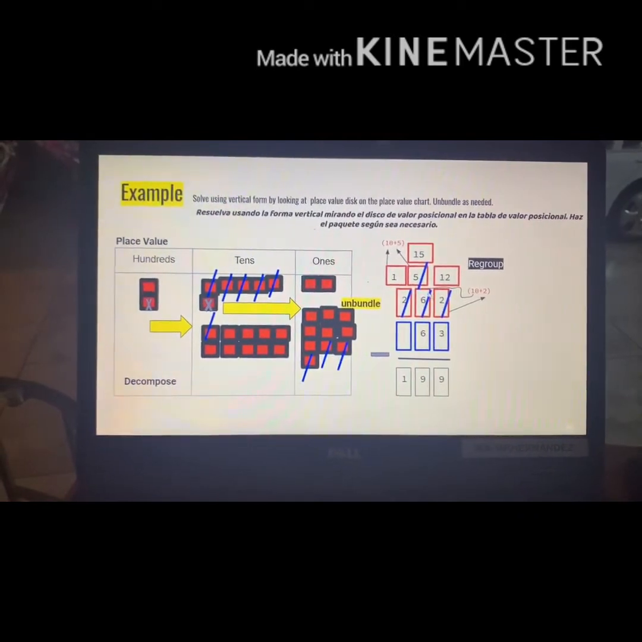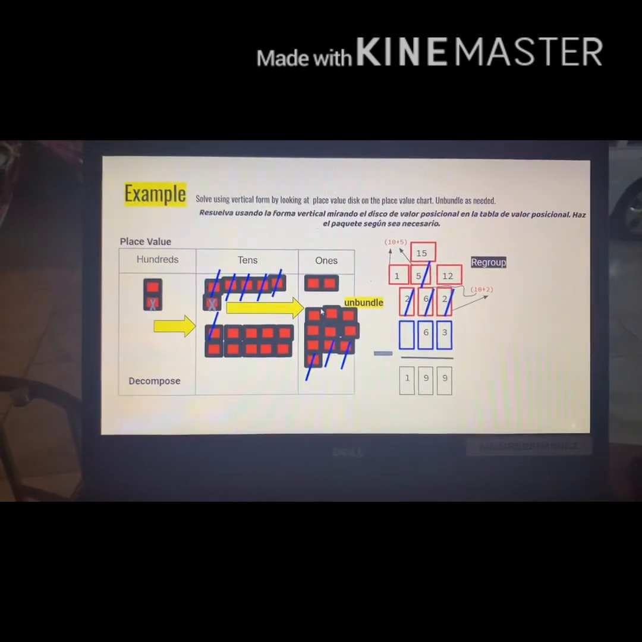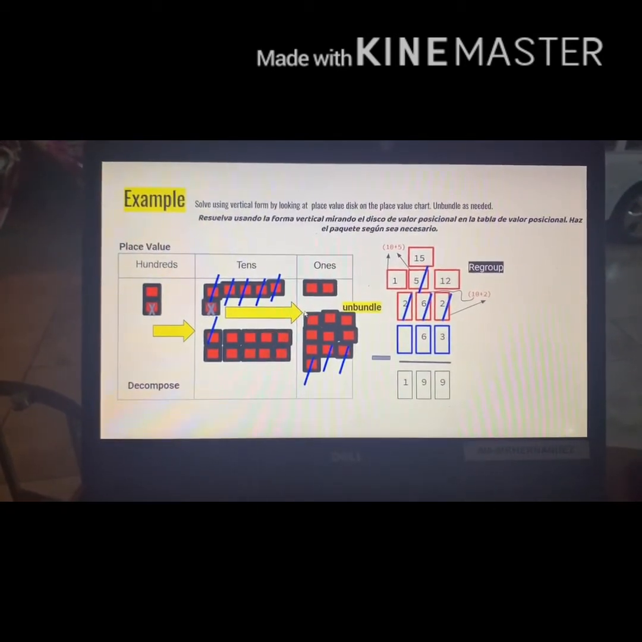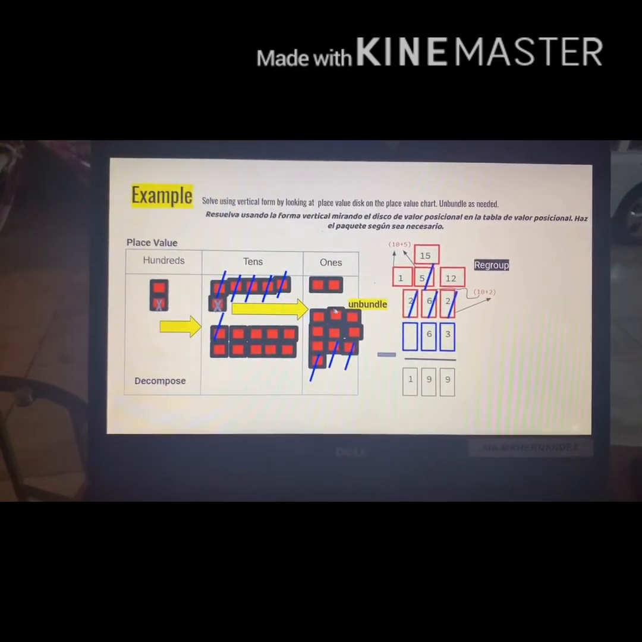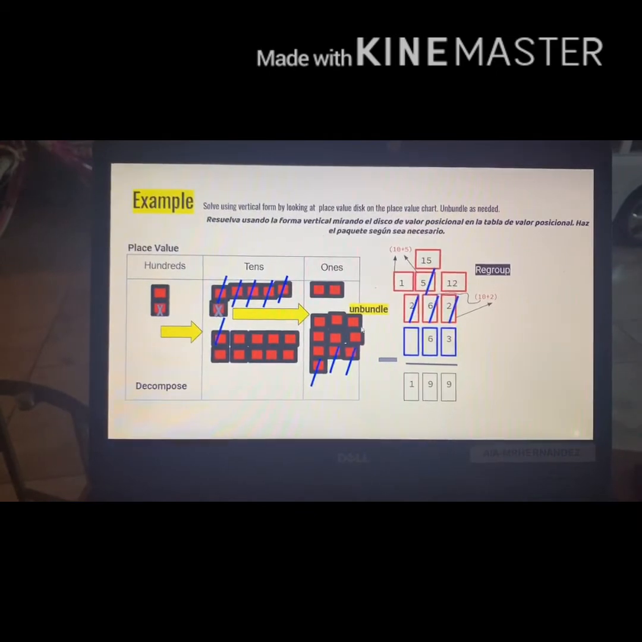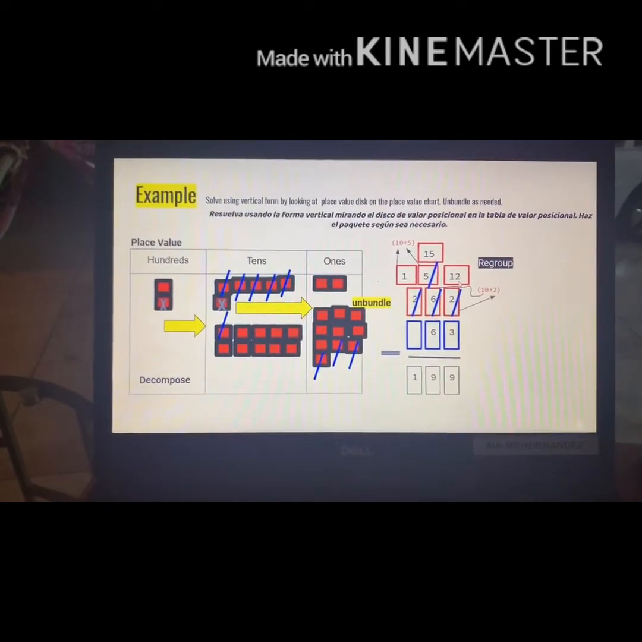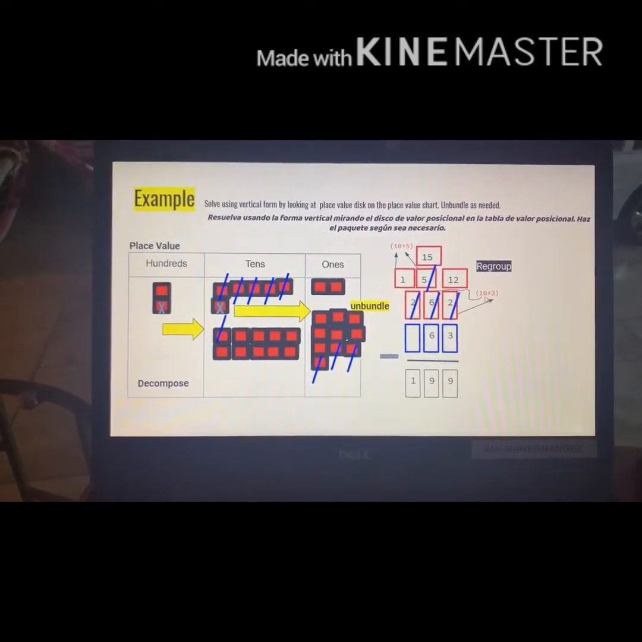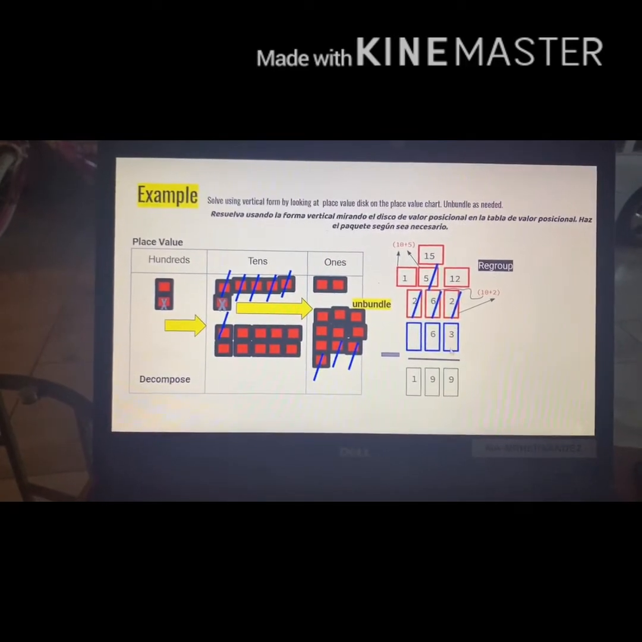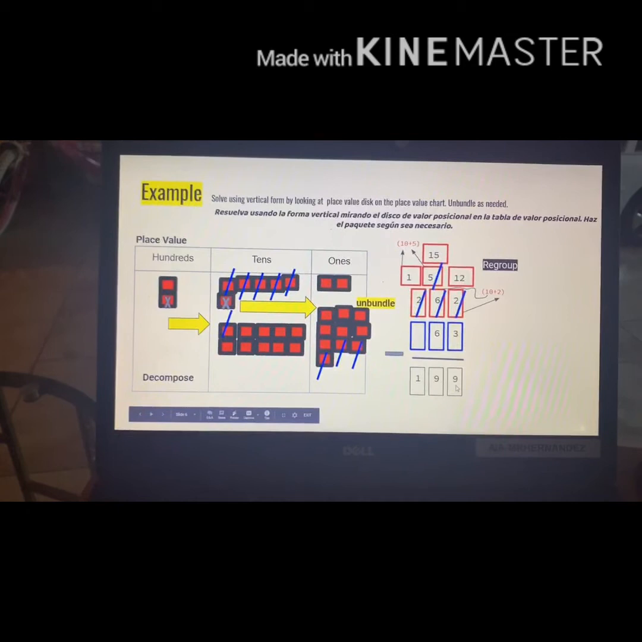So we're going to regroup from our neighbor, the tens. So that means we're going to X out a ten. We're going to unbundle it. How many do we unbundle? 10 ones. And that's going to give us a total of 12 altogether. So we have 10 that we unbundled plus 2 that we had. We have 12 altogether. Now can we take away our 3 ones? Yes. And that gives us 9.